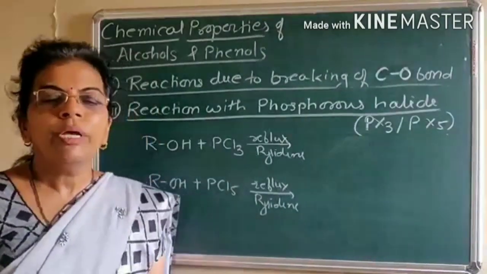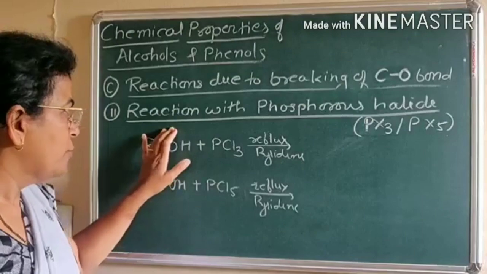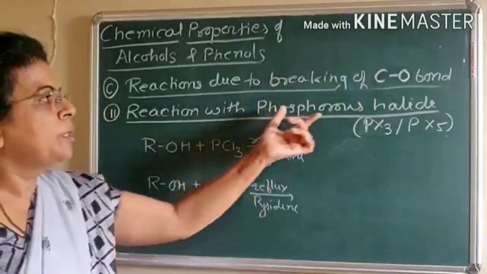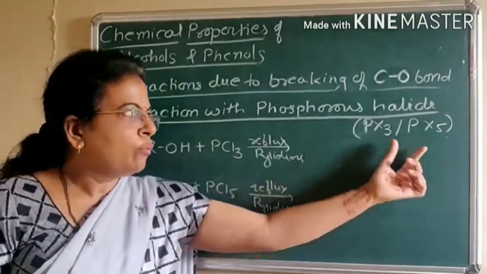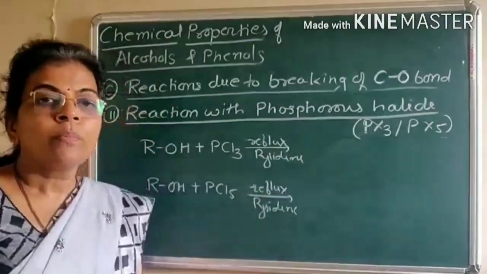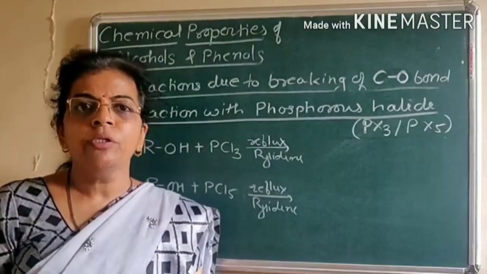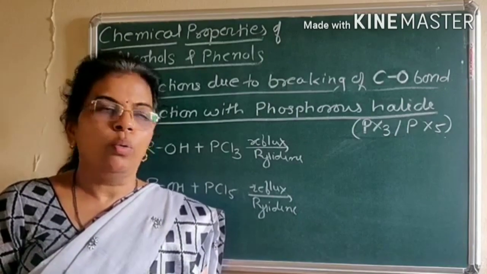Now we are going to see the next reaction, or second reaction, which involves breaking of the C-O bond. Reaction with phosphorus halides, that is phosphorus trihalides or phosphorus pentahalides. Now this reaction also we have seen in halogen derivatives in the preparation of alkyl halides by using alcohols.